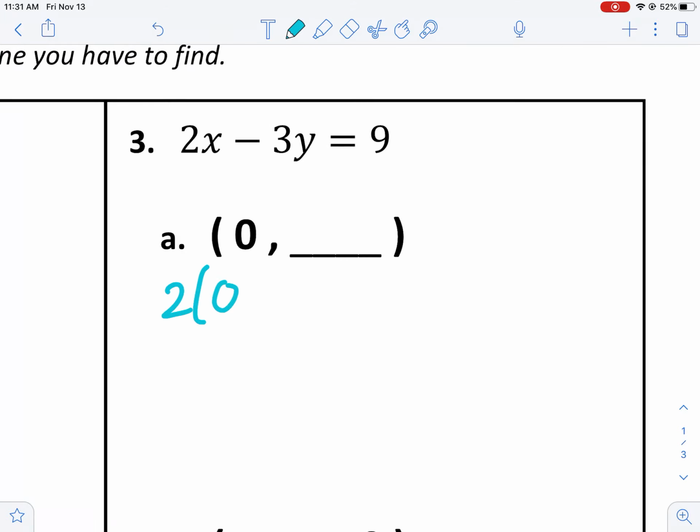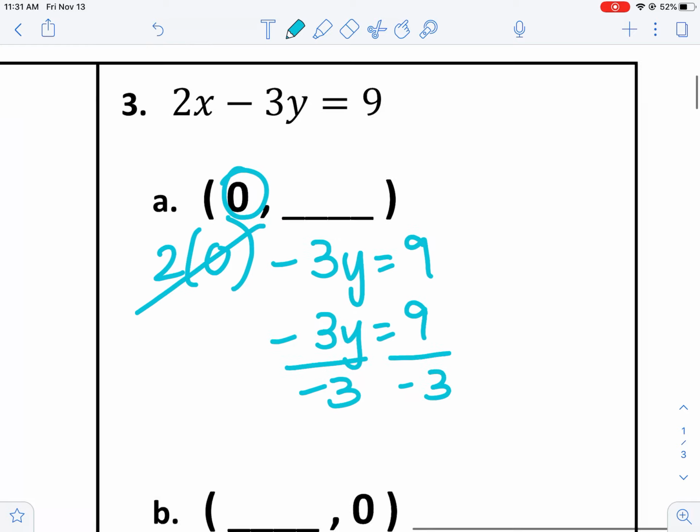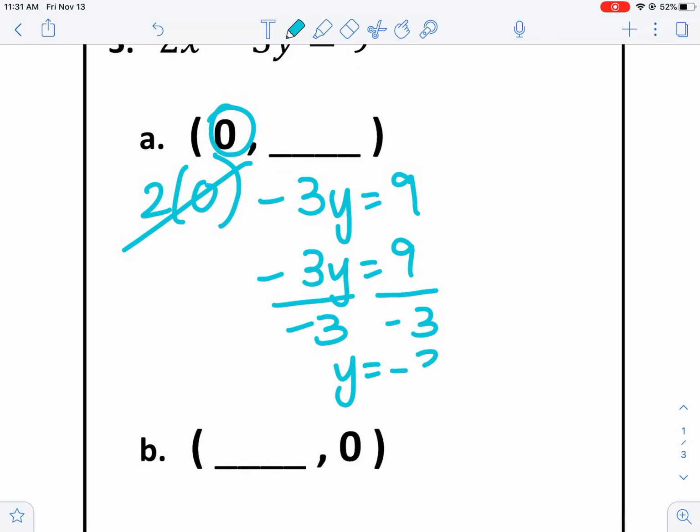Here, once again, I'm replacing x with 0 because that's where it is in the ordered pair. Negative 3y equals 9. I'm going to divide both sides by negative 3. y is equal to negative 3.